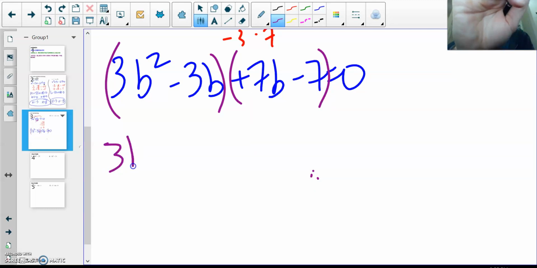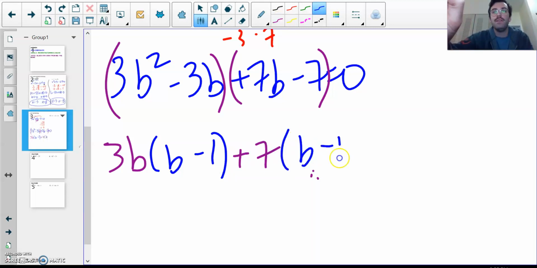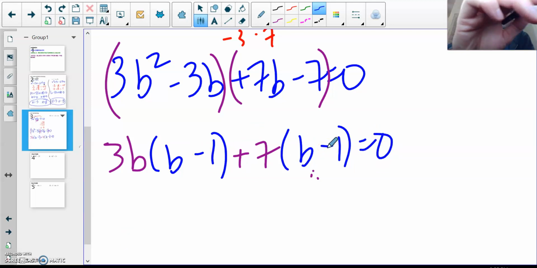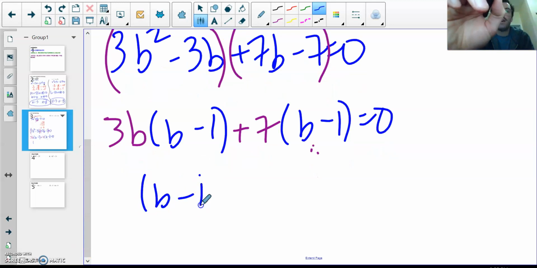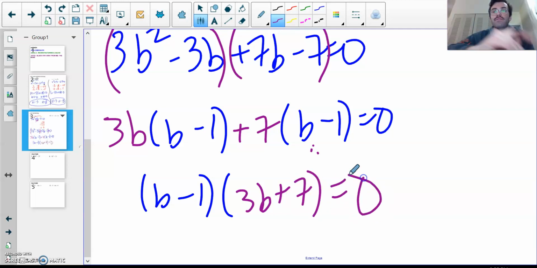I notice there's a greatest common factor of 3b, and what's left over is b minus 1. In the second set of parentheses, the greatest common factor is positive 7, and I have b minus 1. That's equal to 0. Since these two match, my first factor is b minus 1 and my second factor is 3b plus 7. Then I would solve from here, but I'm going to do the box method now.